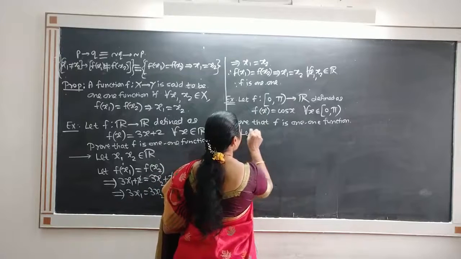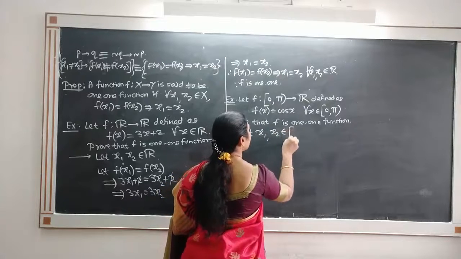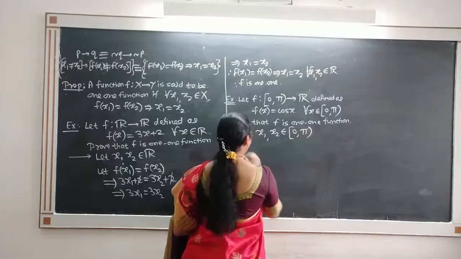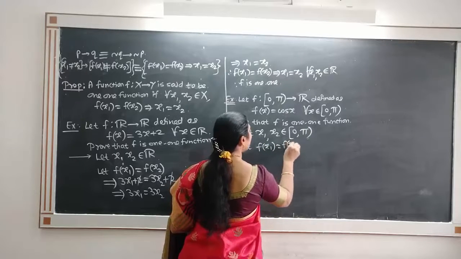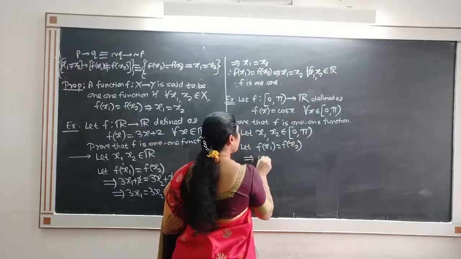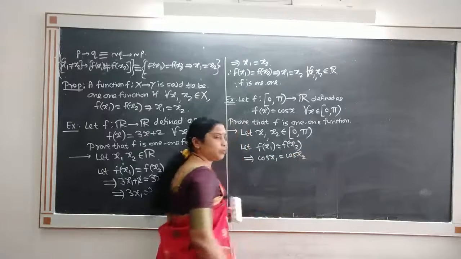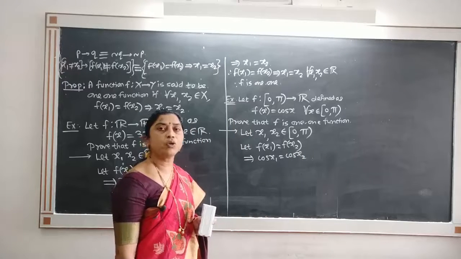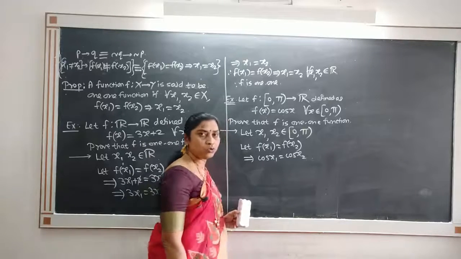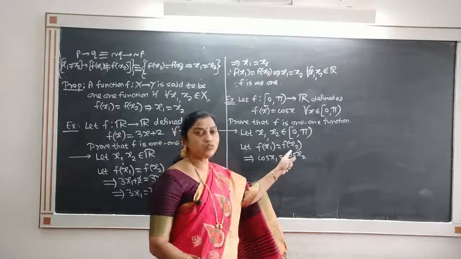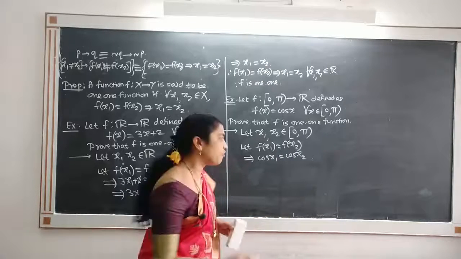So let us start with two elements in the domain. Suppose that x1 and x2 belong to the domain. And let us assume that f of x1 is equal to f of x2, that is cos of x1 is equal to cos of x2. We want to prove that x1 is equal to x2. That is our aim. If you are able to prove that x1 is equal to x2, we say that f of x1 is equal to f of x2 implies that x1 is equal to x2. Hence, the function is one-one.